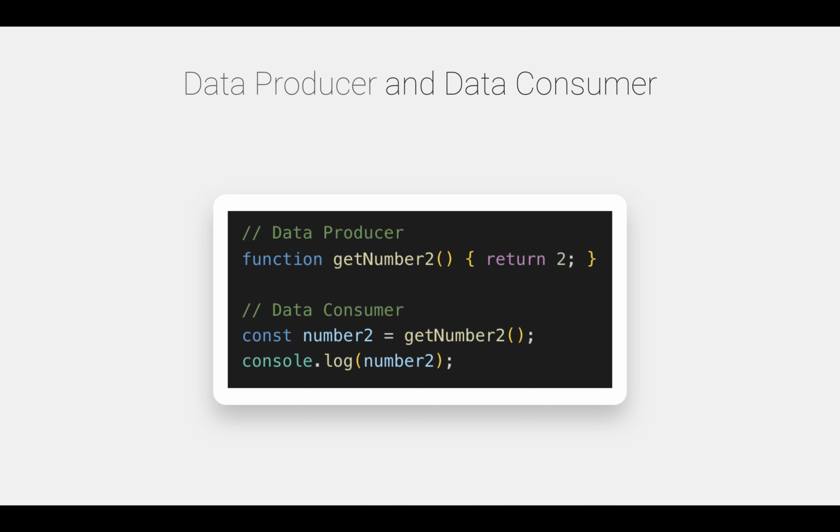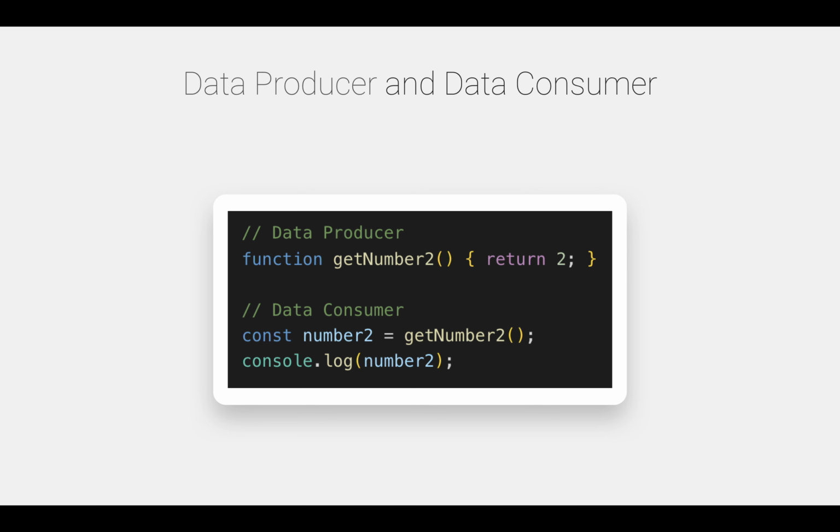Moving on. Okay, now we get to data producers and data consumers. What is a data producer? It's basically something that generates data, right? And a function is a good example of this. We're using the same function, get number 2, and this function is producing the number 2.